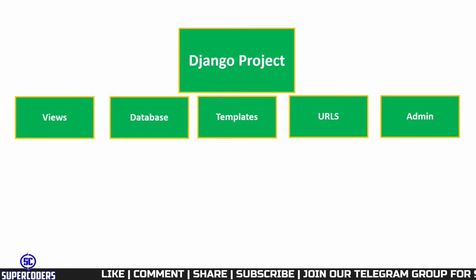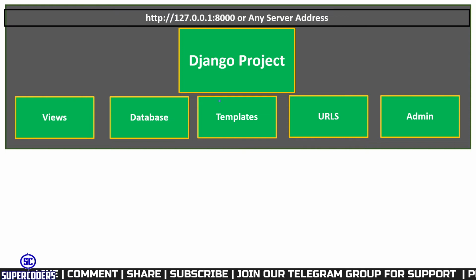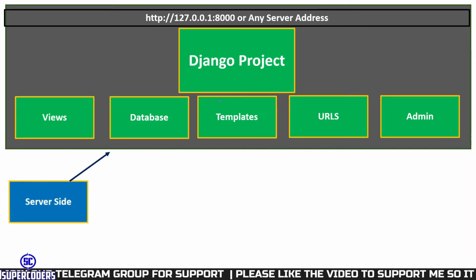These are the components of a Django project, and all of this runs on a server, which is any server, your localhost, or any live server, which I already showed you. So this is the simple architecture of a Django project which runs on a server. These are the server side part of Django.